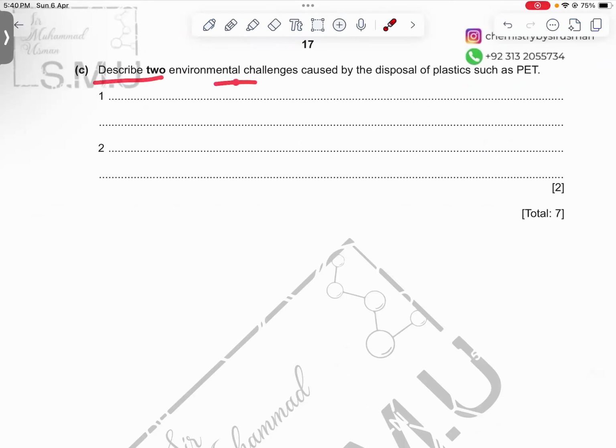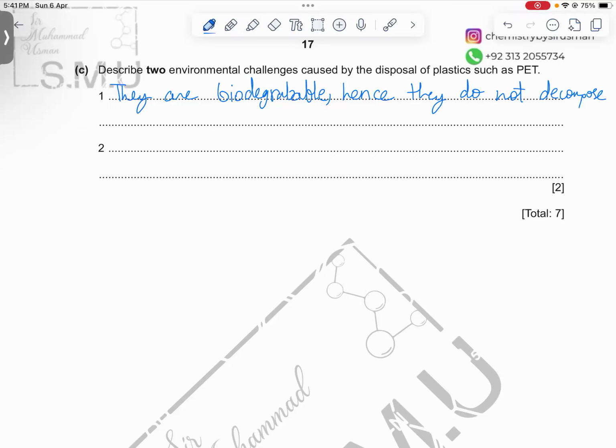Now describe two environmental challenges caused by disposal of plastics such as PET. Now look, plastics, disposal of them, there are two big problems. First of all, they are non-biodegradable. Hence, they do not decompose and accumulate in landfill sites, right? Plastics, they have a problem that they are non-biodegradable.